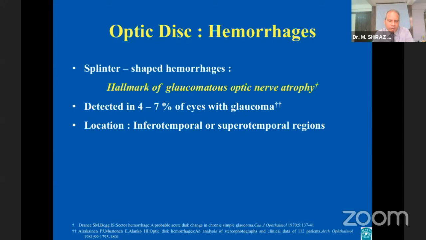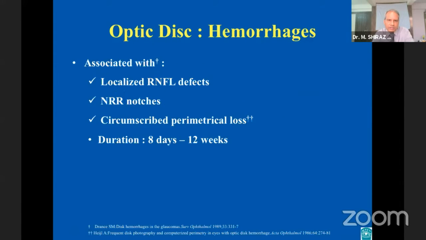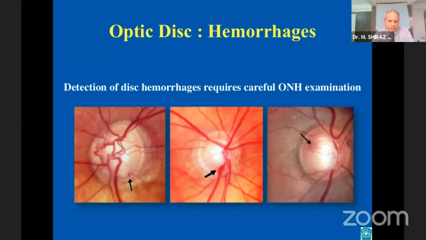They are seen in about 4 to 7% of eyes with glaucoma, and in early glaucoma, they are usually located in the inferotemporal or superotemporal disc regions. They are associated with localized RNFL defects, neuroretinal rim notches, and circumscribed perimetric loss, and they indicate progression. These hemorrhages are visible for about 8 days to 12 weeks after the initial bleeding. Detection of these hemorrhages requires careful examination because they can occur anywhere on the disc and also vary in size.